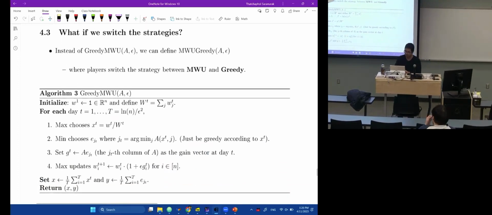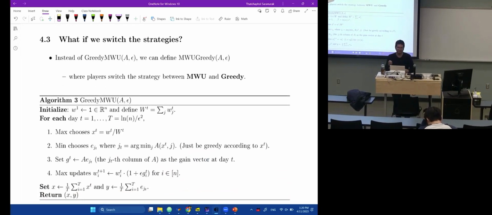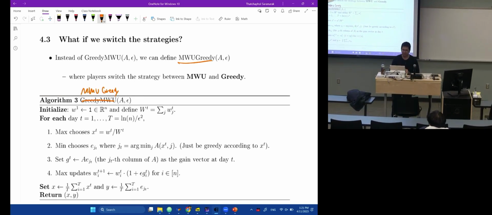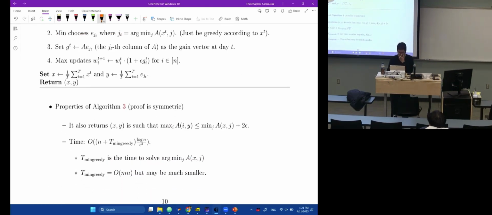You might ask, what if we switch the strategy? Instead of greedy and weight update, what if we switch the roles between max and min? Now let the max player be the weight update and the min player be greedy. It's going to be fine. You can define it similarly, and you get the same property. Okay.